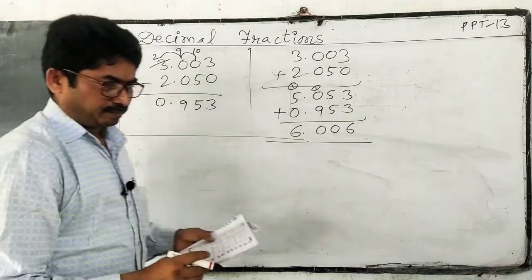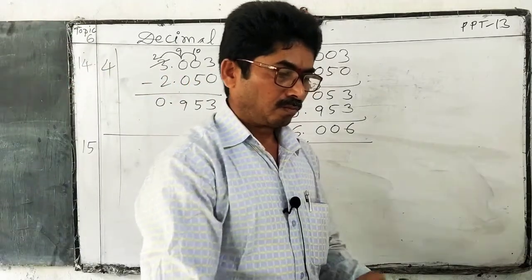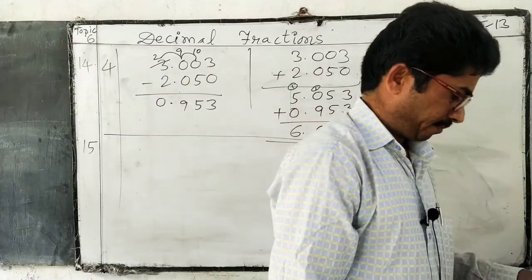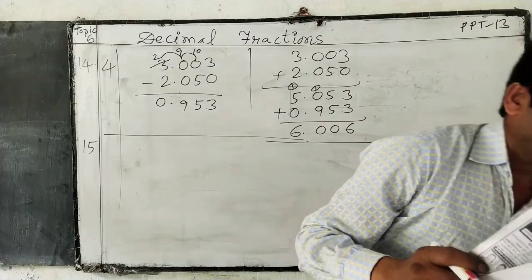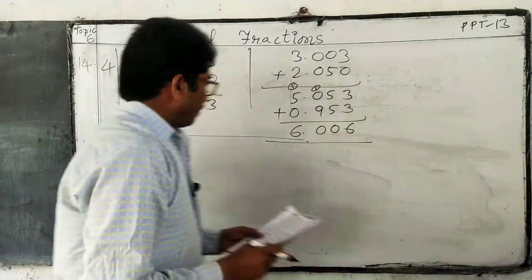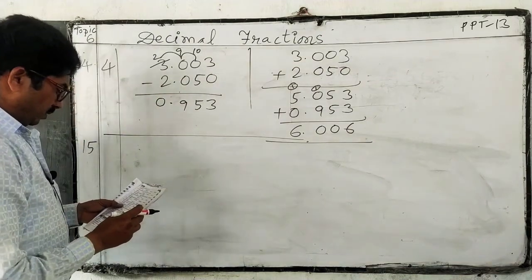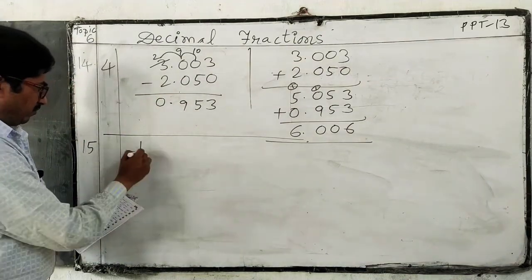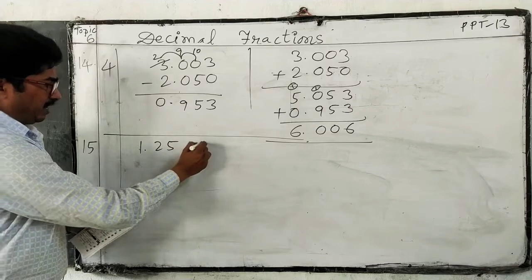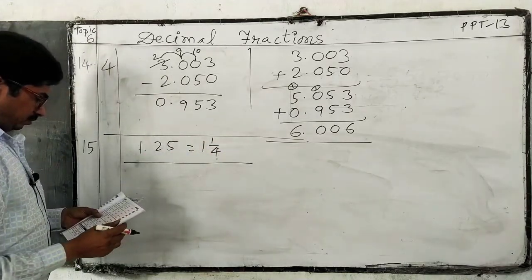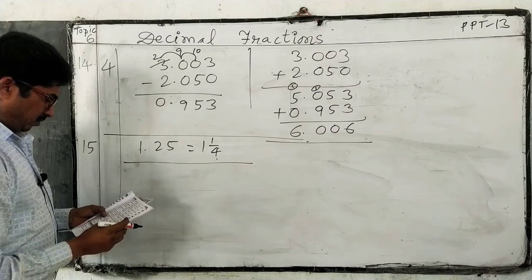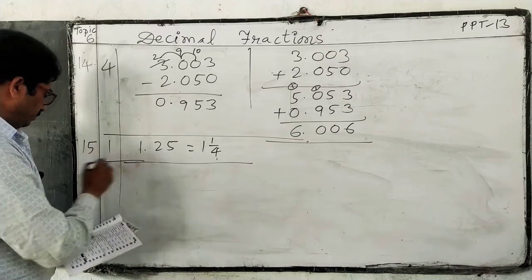Question number 15. The fraction equal to 1.25. So 1 and a quarter. So 1 and a quarter is option 1.